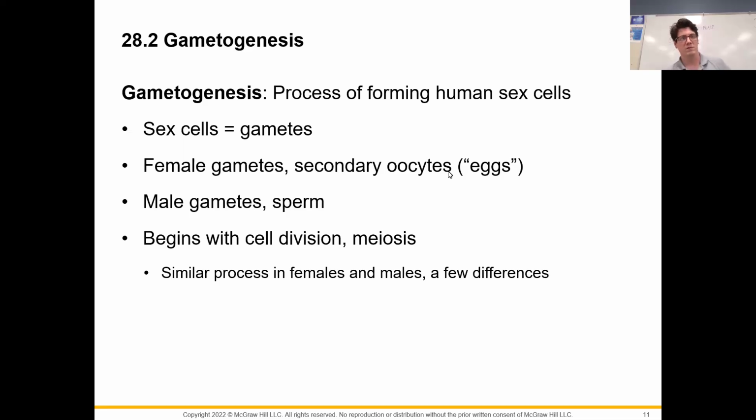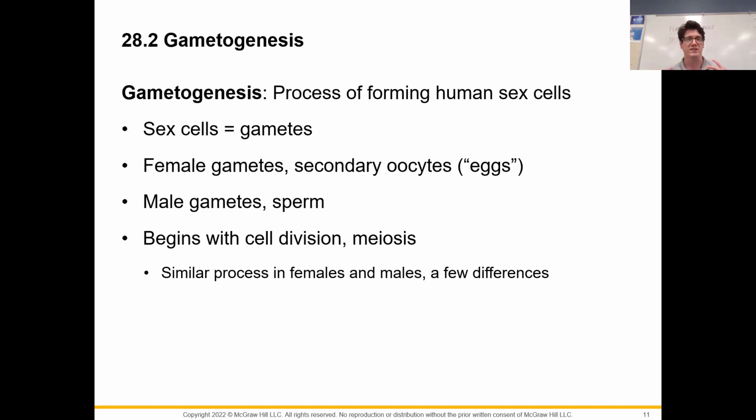Okay, now we know that we need to produce gametes, so we need to produce these sex cells. Okay, now one important thing has to happen though before we can produce these sex cells, whether it's sperm in males or eggs in females, and that is namely that we need to reduce the amount of genetic information that these are going to contain.